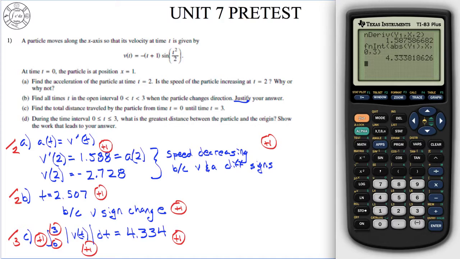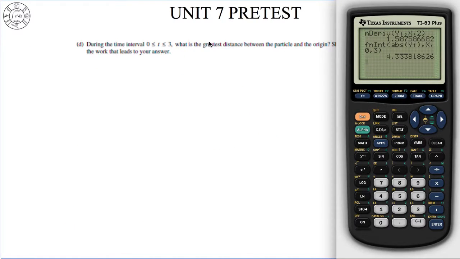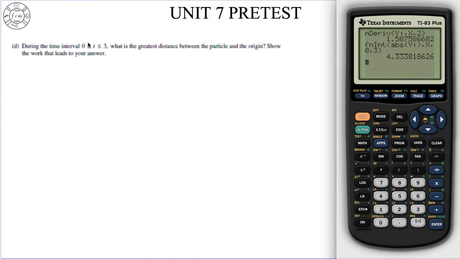I don't have enough room on here, so I can do it on the next slide, because I didn't write it in my conclusion. Yeah, that conclusion is important. So during that interval, 0 to 3, what is the greatest distance between particles? When I'm looking for greatest distance, I need to make that table.